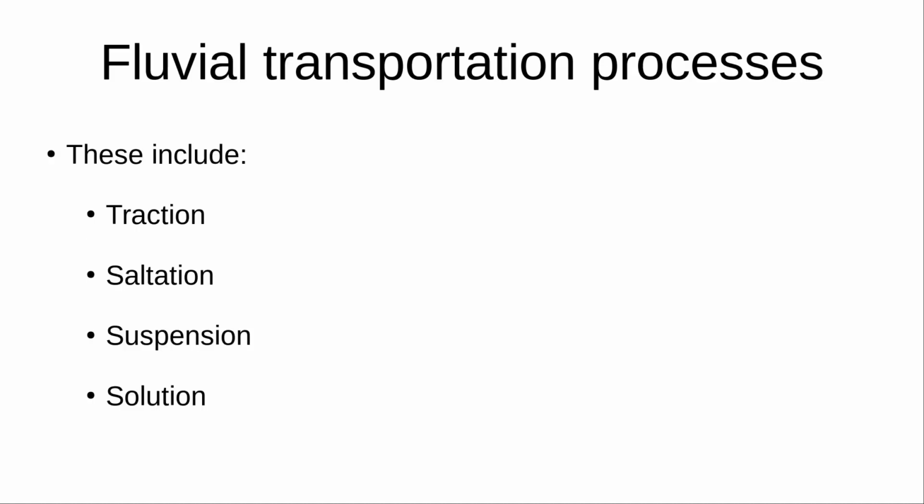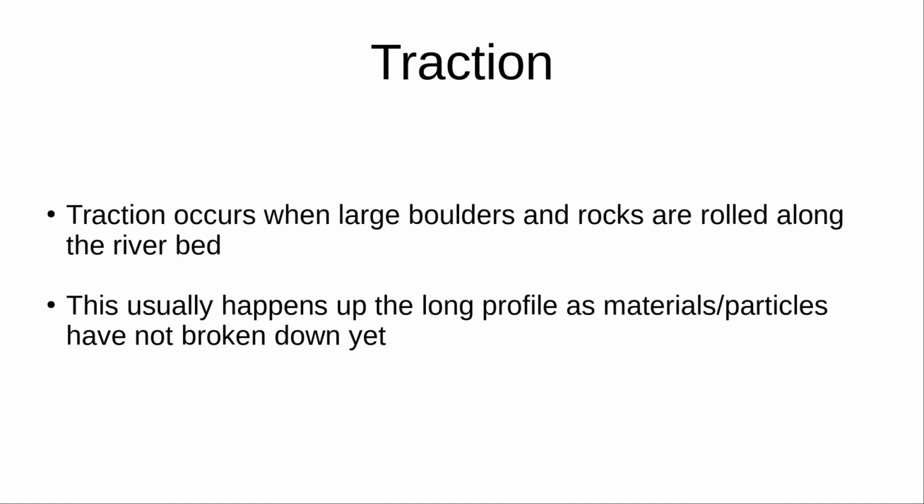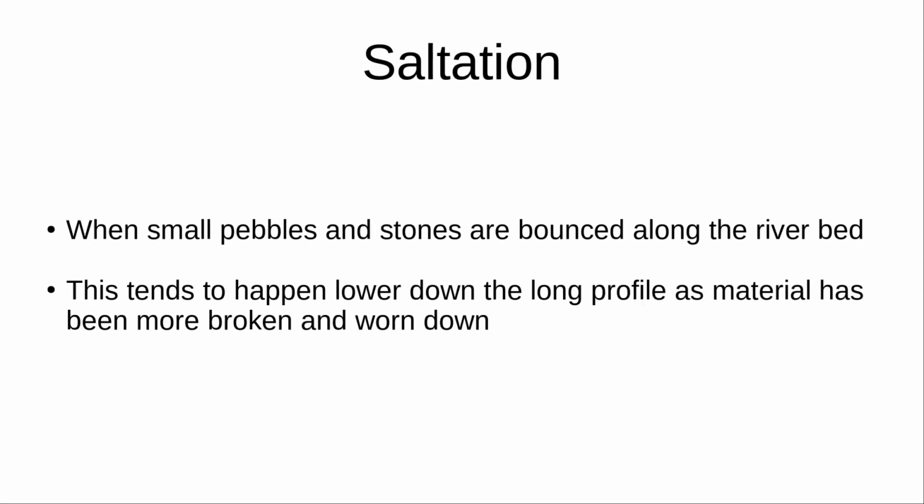Fluvial transportation processes include traction, saltation, suspension, and solution. Traction occurs when large boulders and rocks are rolled along the riverbed. This usually happens up the long profile as materials have not broken down yet. Saltation is when small pebbles and stones are bounced along the riverbed. This tends to happen lower down the long profile, as the river materials have been more broken and worn down.